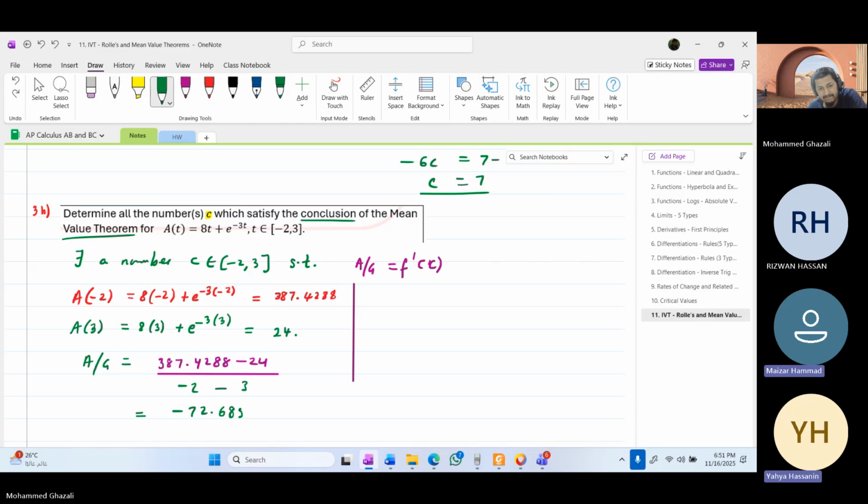6857. Good. Now let's find f prime c. F prime c will be the derivative. So let's find f prime x and then change the x into a c. Anyone remember how to differentiate the e function?